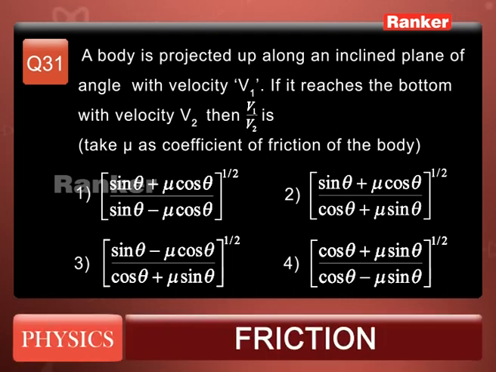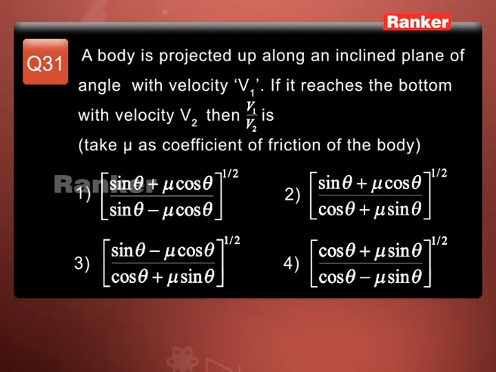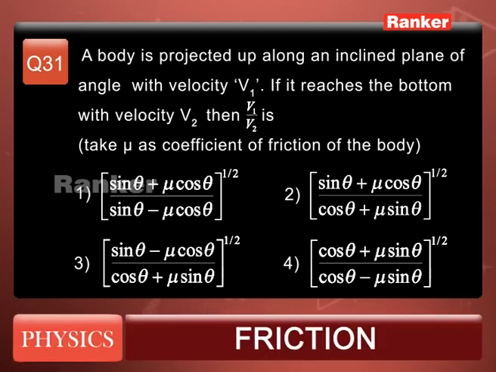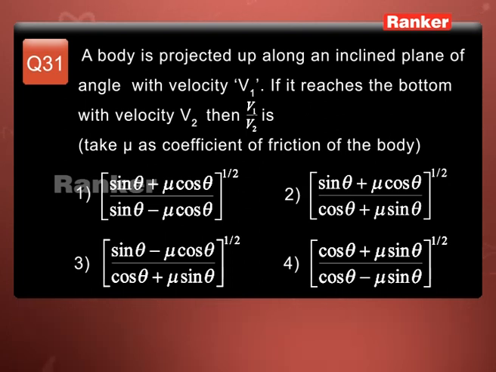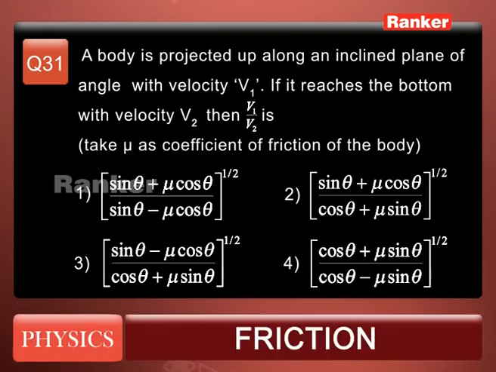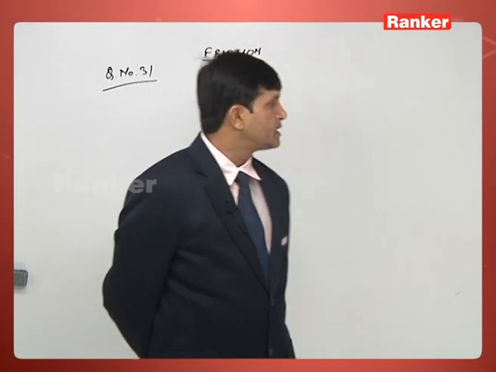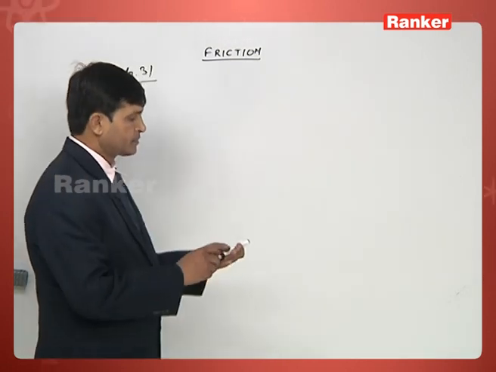And the third option is given as (sin theta minus mu cos theta by cos theta plus mu sin theta) to the power 1 by 2. And the fourth option is given as (cos theta plus mu sin theta by cos theta minus mu sin theta) to the power 1 by 2. Now see how to do this problem.